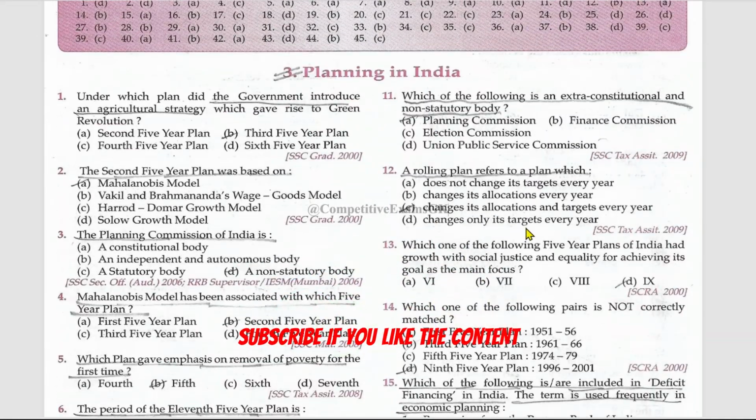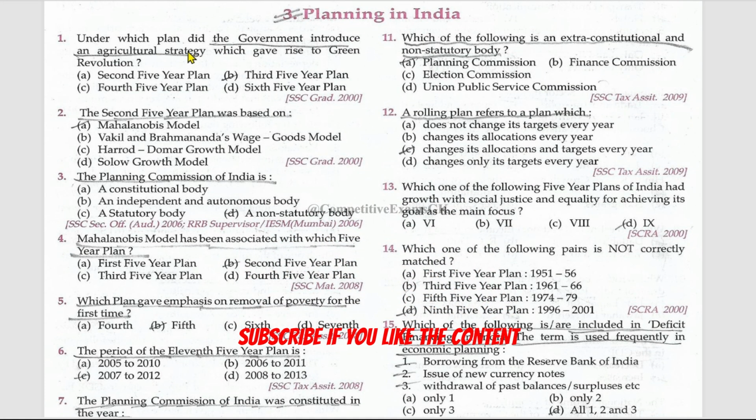Next chapter, planning in India. Under which plan did the government introduce an agriculture strategy which gave rise to the Green Revolution? Third five-year plan. The second five-year plan was based on the Mahalanobis model.